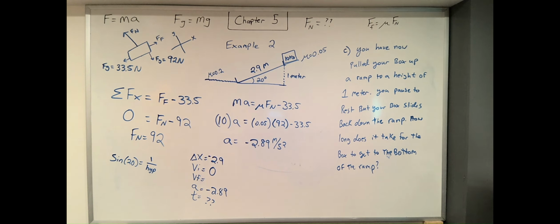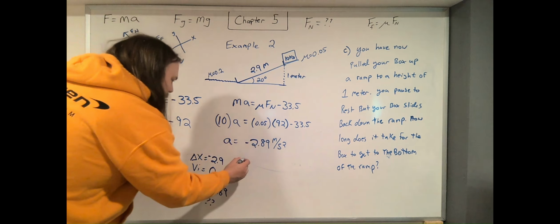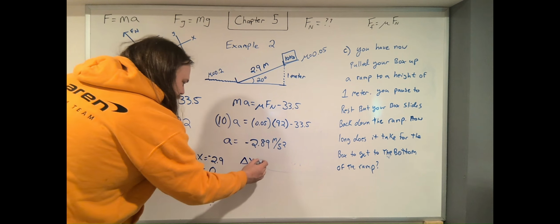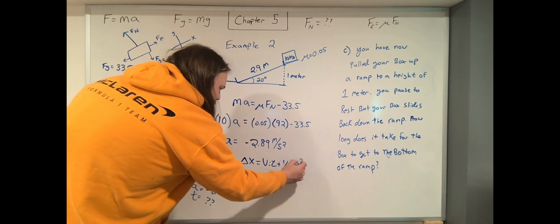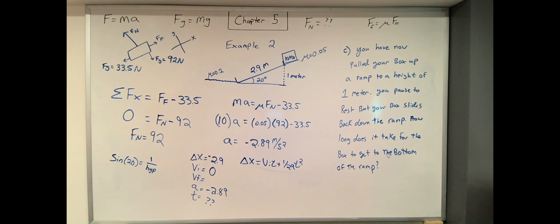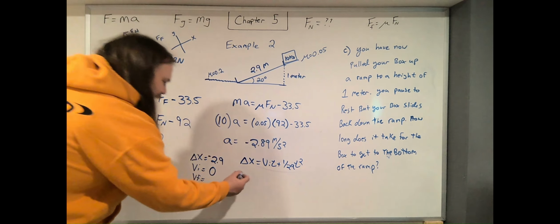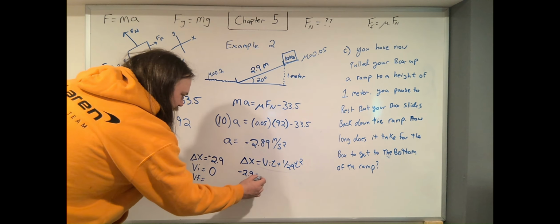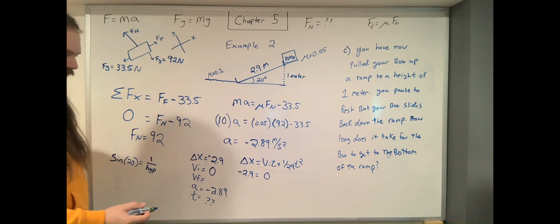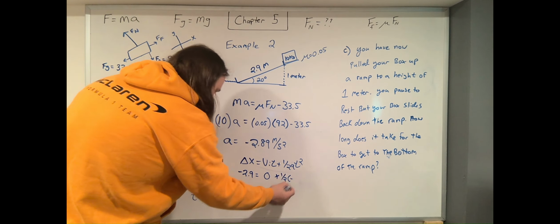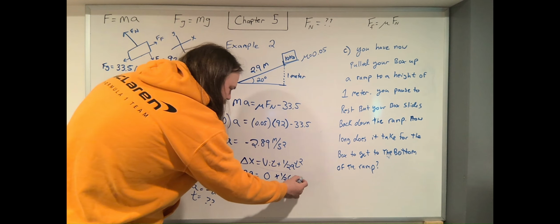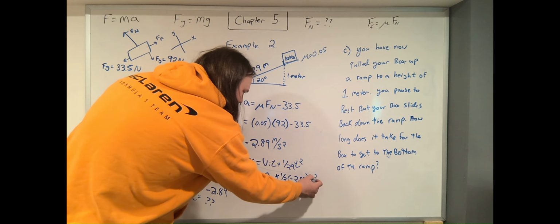Now, the thing that we don't care about is VF. Do you remember which equation to use that doesn't involve VF? We have one that says delta x is equal to VI times t plus 1/2 AT squared. And that has no final velocity in it. So we'll be able to go ahead and plug in. We have a negative 2.9 equals, this is a 0. 0 initial velocity makes the whole thing 0. Plus 1/2, this is also a negative 2.89, and we'll be solving for t.